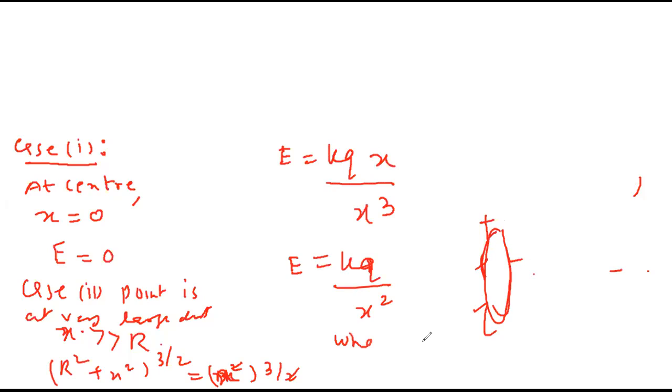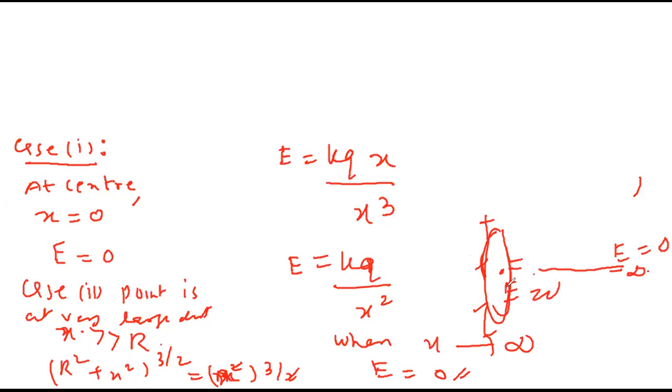Now when x is at infinity, what will be the intensity? 0. Hello, if the denominator is 0. Yes, sir. So in the ring, 0 came at two places: at the center and at infinity the intensity is 0. So E is 0 at the center and E is 0 even at infinity.